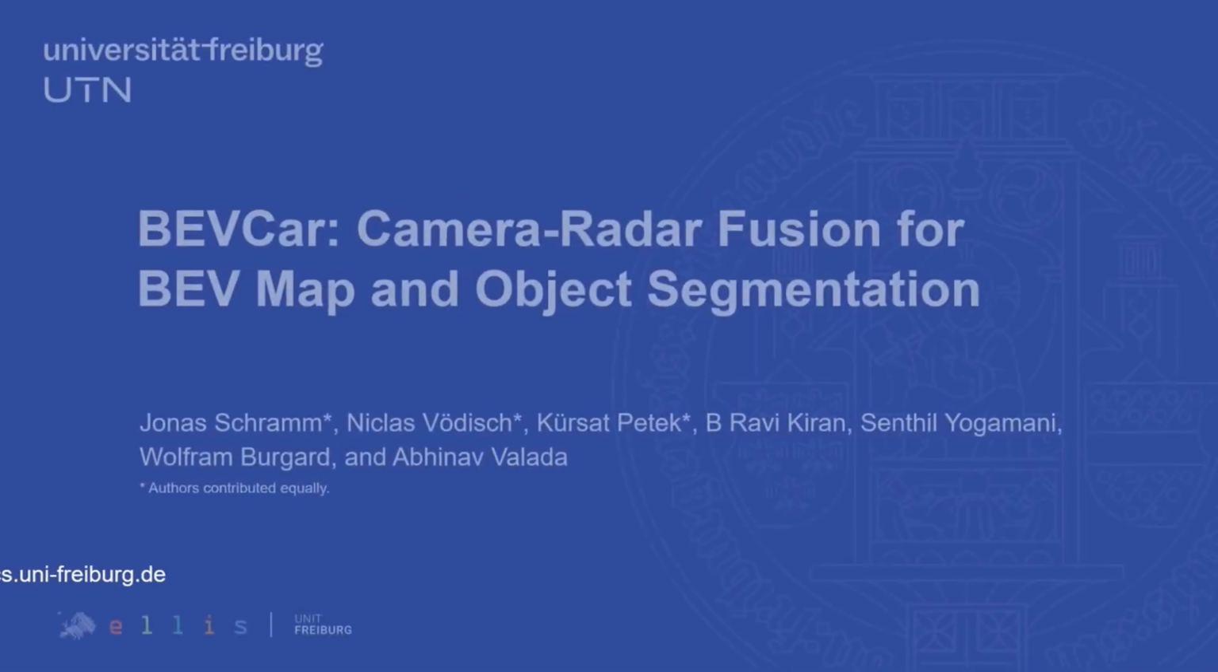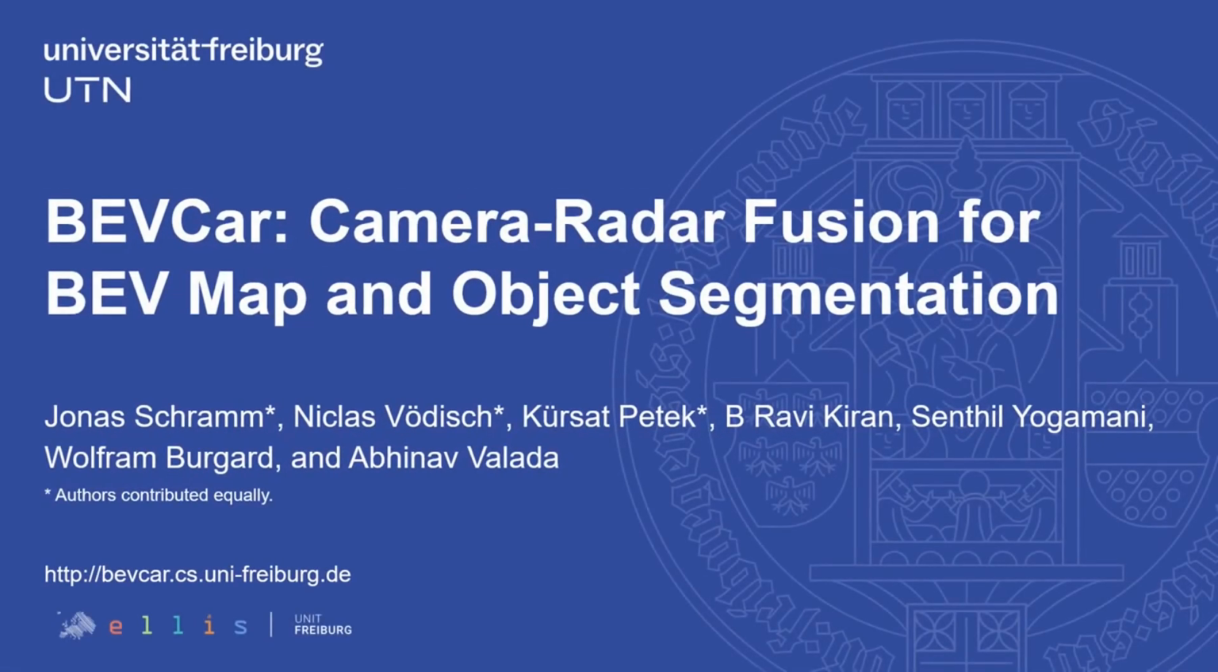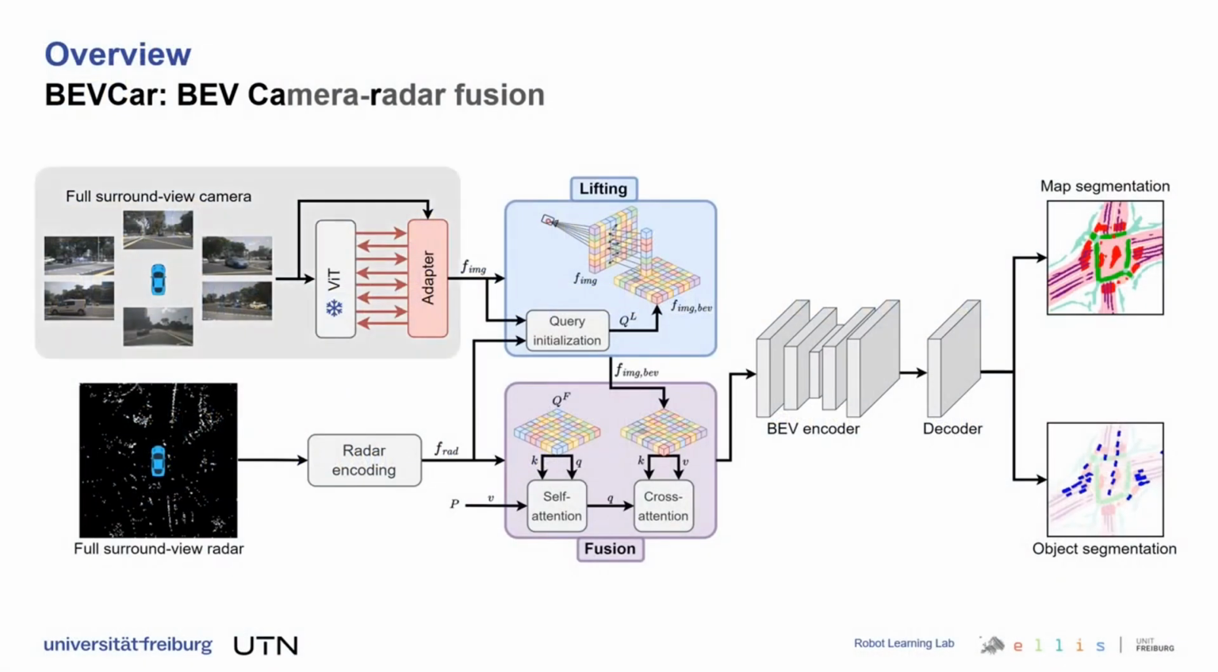We present our novel method BEV-CoR, addressing camera radar fusion for BEV map and object segmentation. We obtain descriptive vision features from a DINOv2 backbone and utilize a learnable radar encoding. We then lift the image features to the BEV space and propose a novel query initialization scheme that exploits radar features. Finally, we fuse both modalities in an attention-based manner and perform multi-class BEV vehicle and map segmentation.